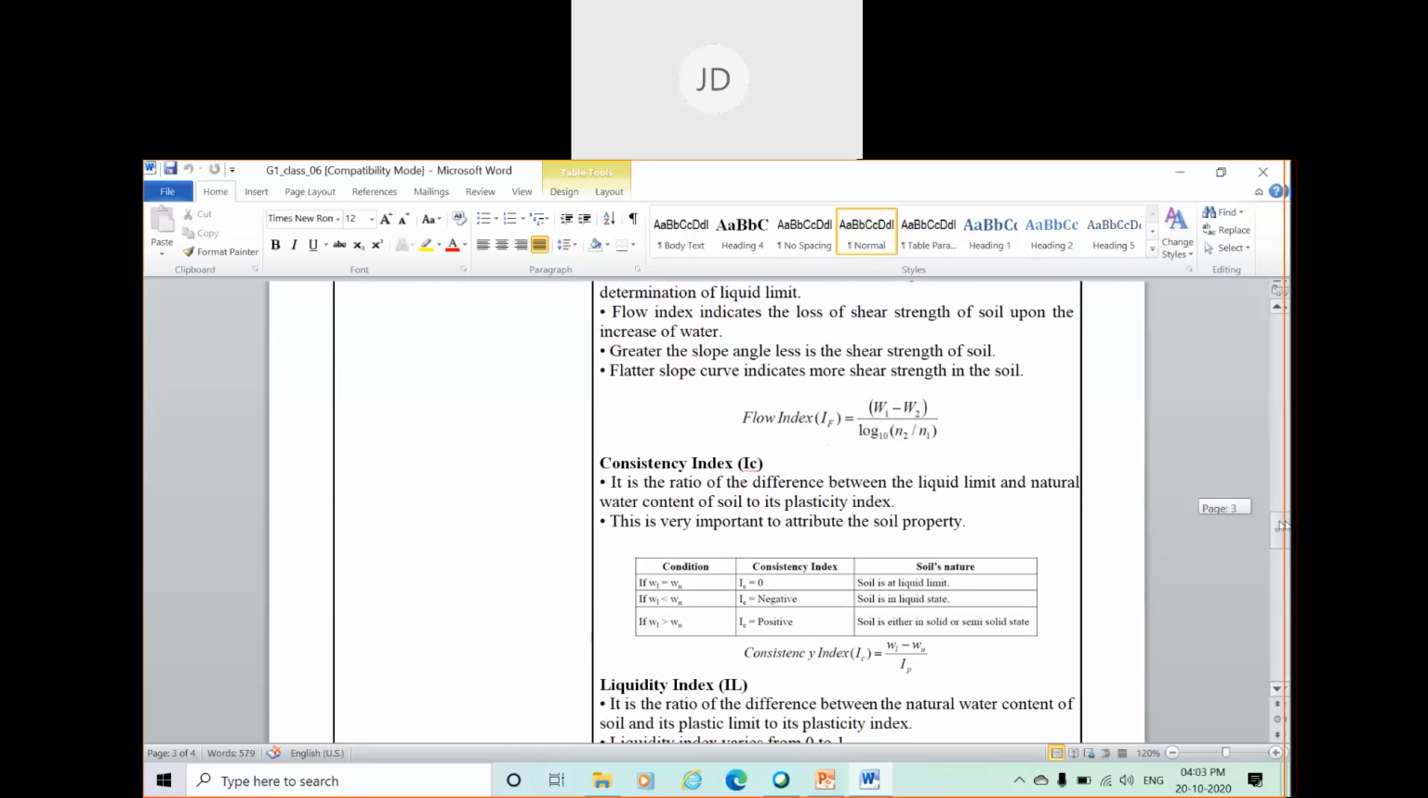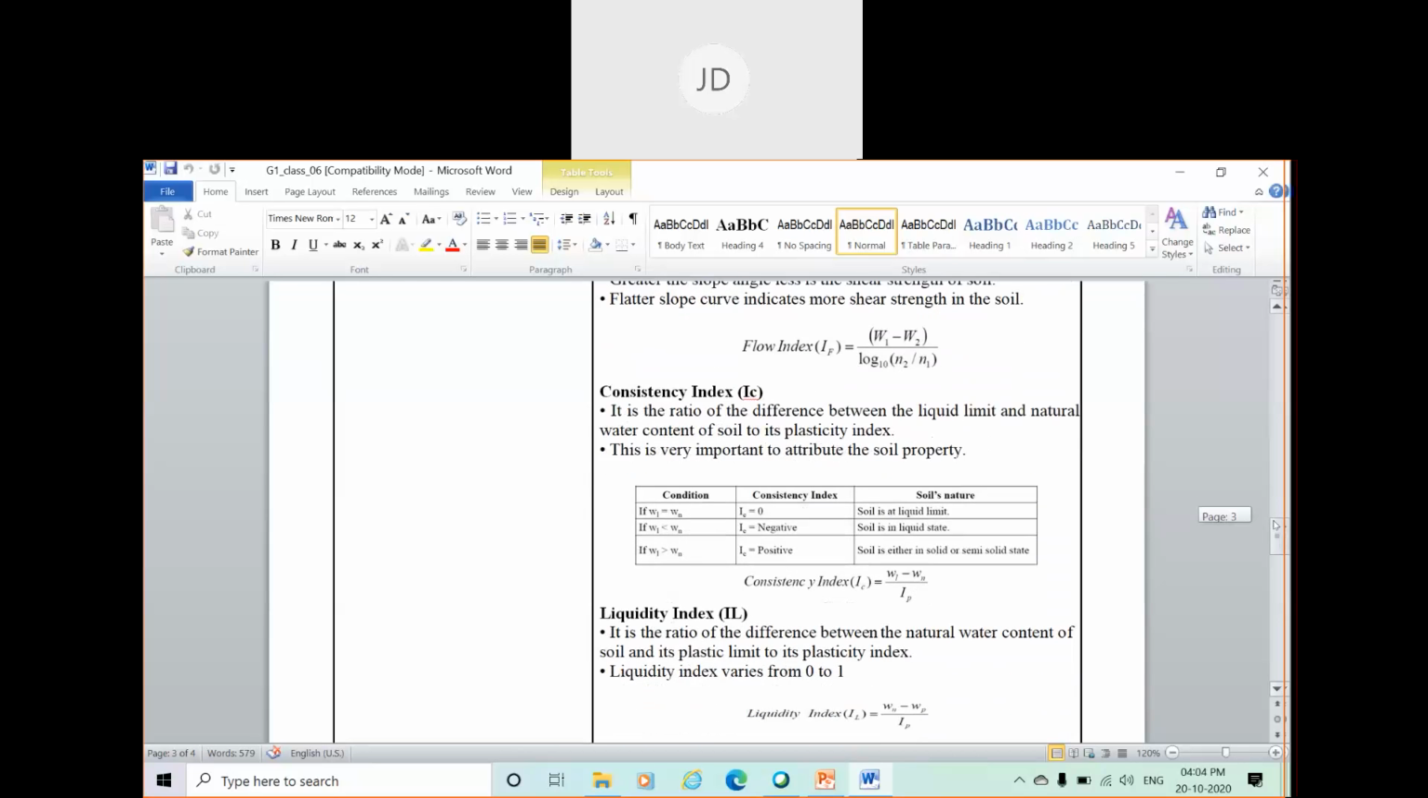And next, consistency index, denoted by IC. You can find out consistency index by this formula. These are only some relations. How can you find out the consistency index? Liquid limit minus natural water content divided by plasticity index.